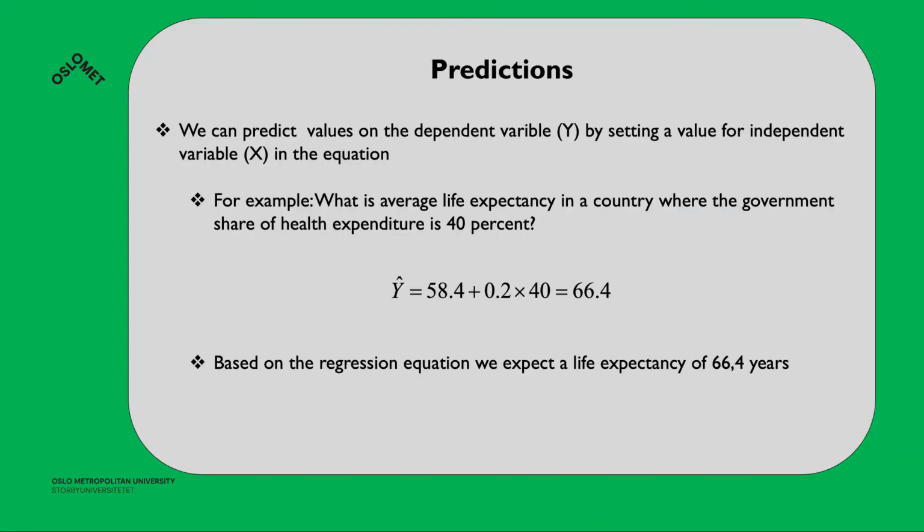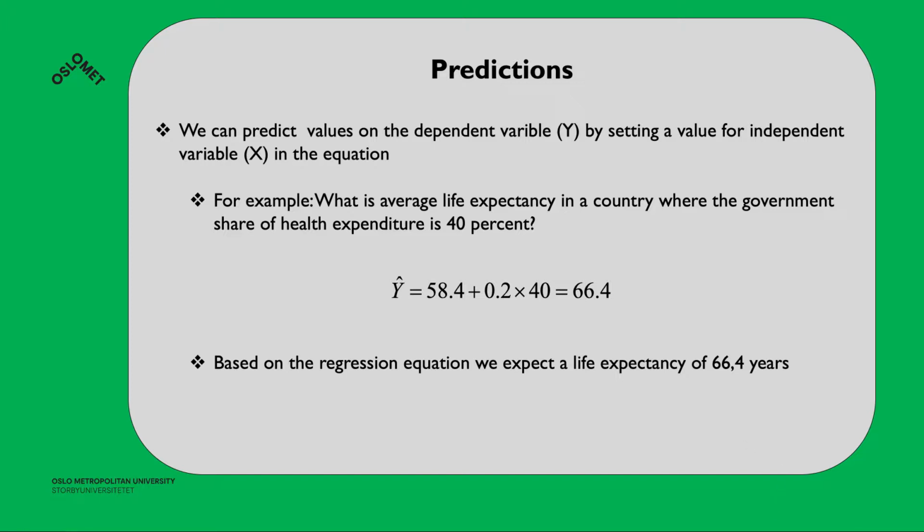So when we do regression analysis, we want to do predictions. We want to predict values on the dependent variable y, for example, by setting a value for the independent variable x into the regression equation. For example, what is the average life expectancy in a country where the government's share of health expenditures is 40%? Then we can use the regression equation, with the constant and the regression coefficient, and we put in 40%. Based on the regression equation we expect or predict that life expectancy in a country where the expenditures is 40% will be 66.4 years.